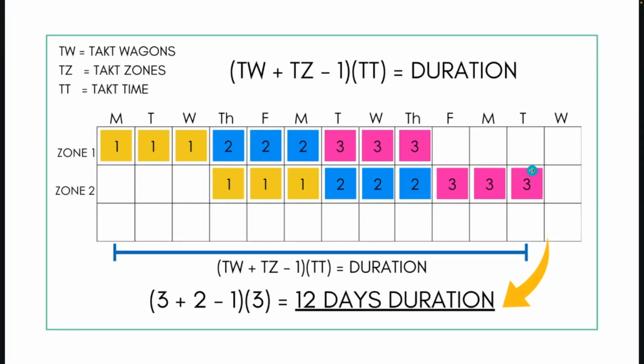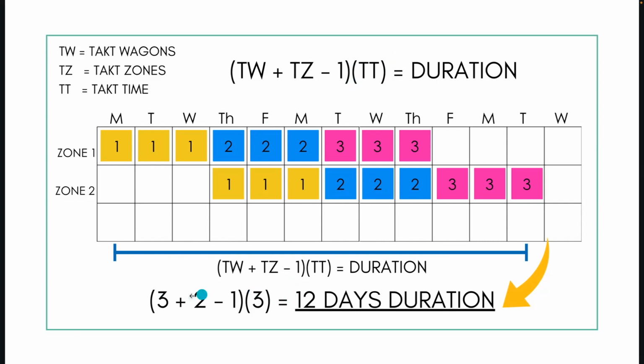One of the main things that I really love is this Little's Law formula, or Louis and Binniger's law, which is takt wagons plus takt zones minus 1, multiplied by the takt time, equals the duration. So you see this is a key part of the formula here. If you have a 2-zone strategy for 3 wagons, and this is on a 3-day takt time, you can plug this into your formula, right? So you have 3 wagons plus 2 zones minus 1, multiplied by a 3-day takt time, equals 12 days.